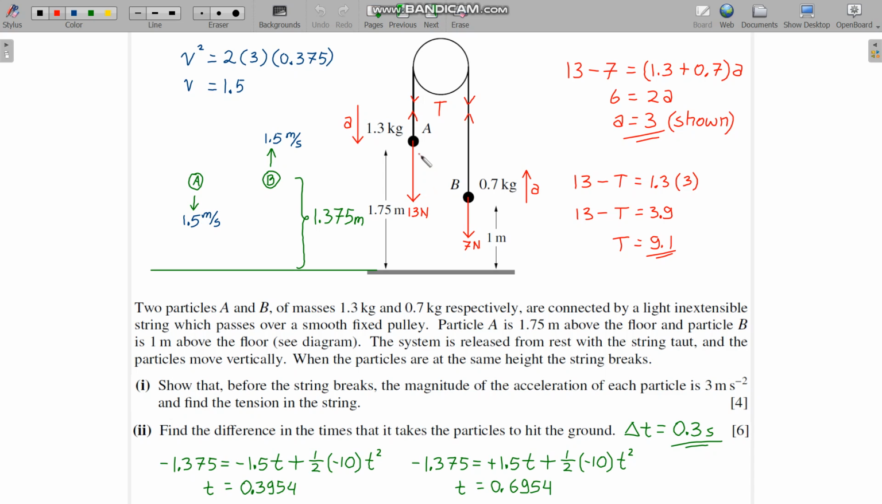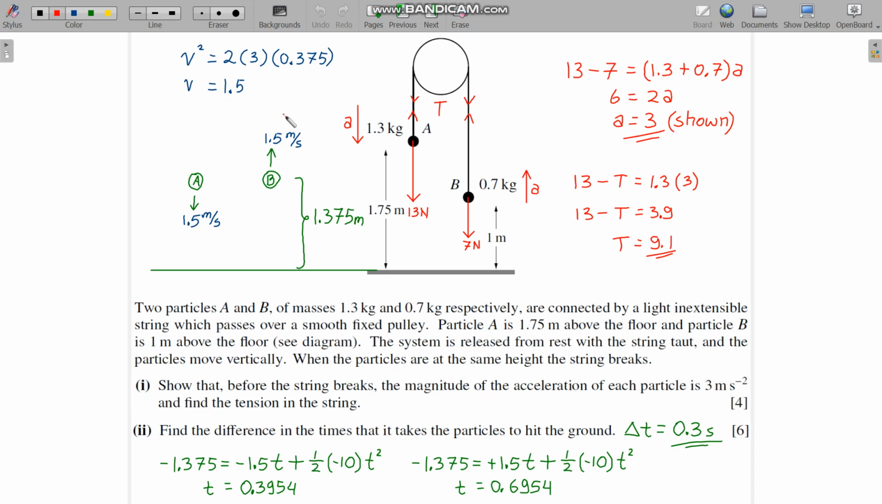0.375 meters, we can find the final velocity. So initially 0, after it is accelerated this distance with this acceleration, we have the initial velocity. So this is now the velocity right when the string breaks. So A is going down, B is going up.